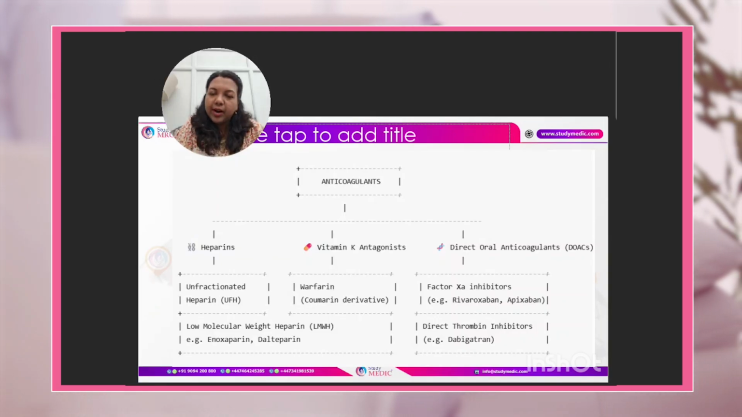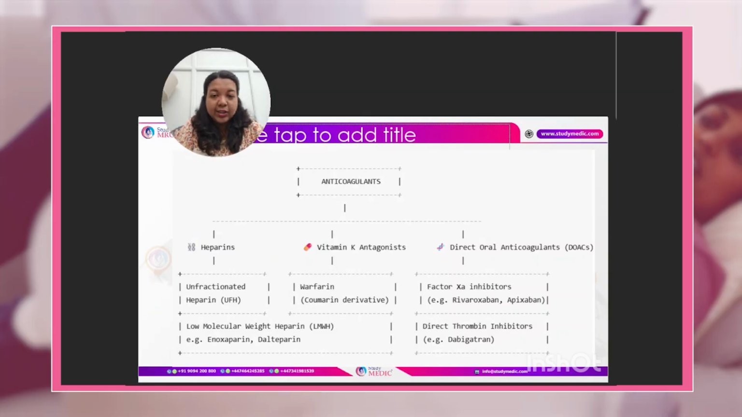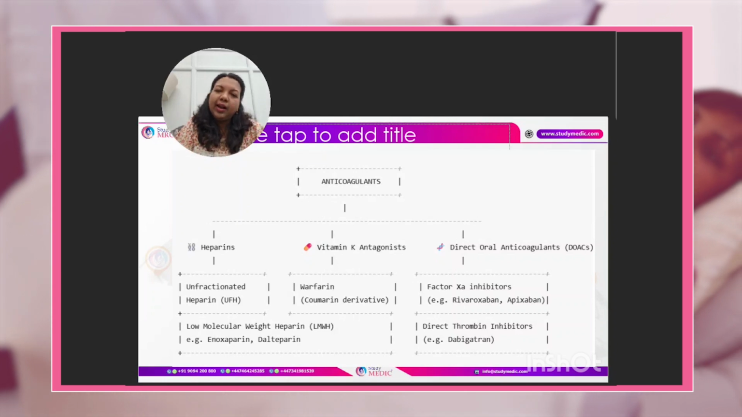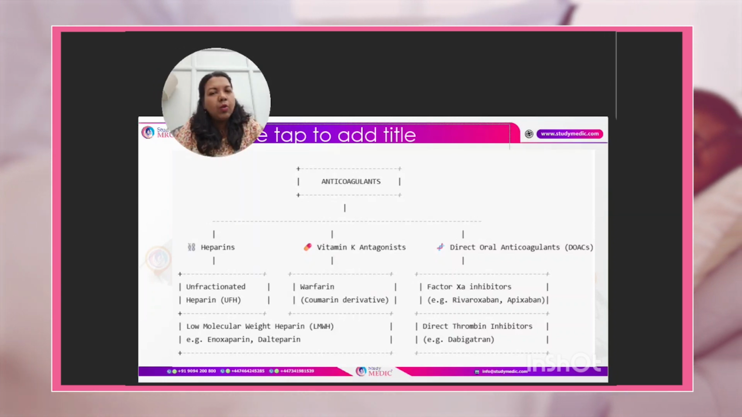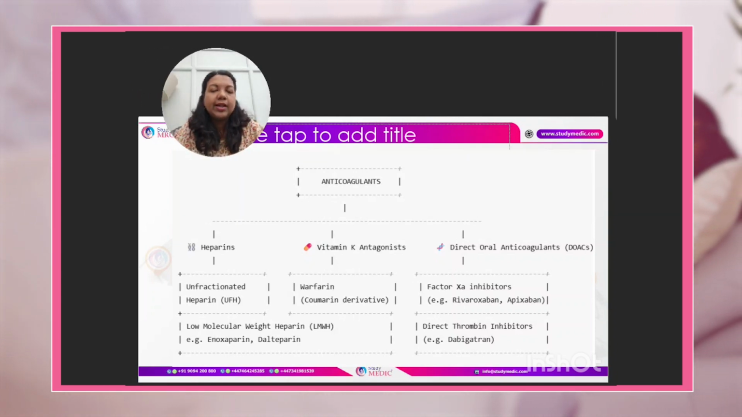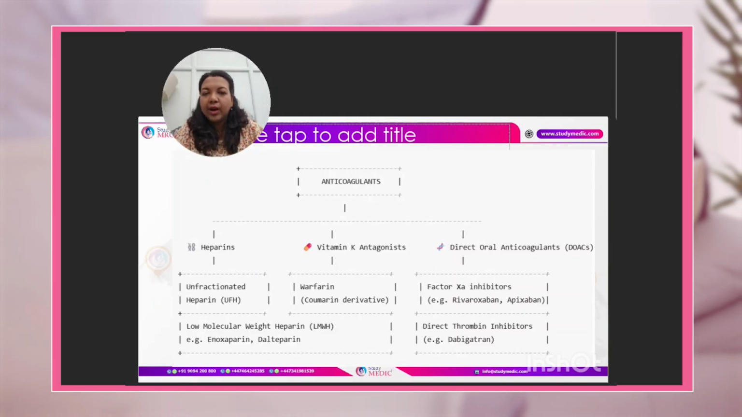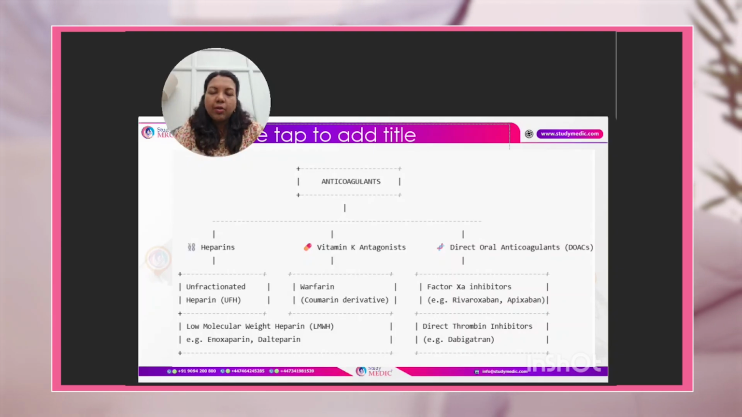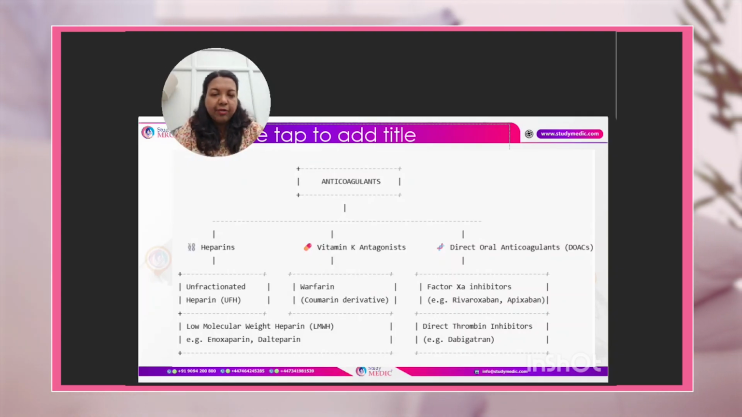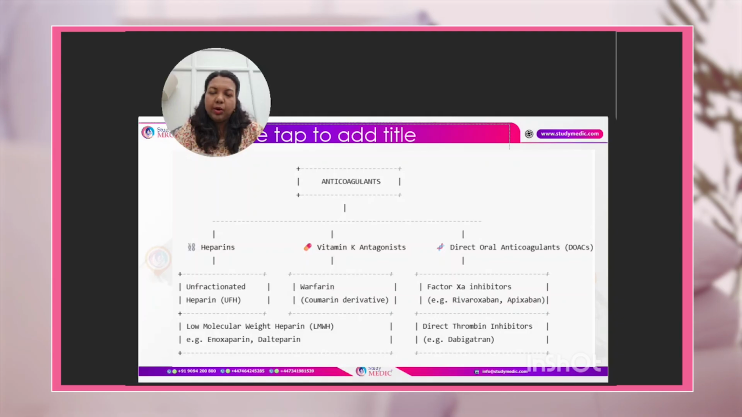The last group of drugs for today's discussion is the anticoagulant drugs. The anticoagulants can be the heparin group of drugs, warfarin, which are coumarin derivatives and vitamin K antagonists, as well as direct oral anticoagulants. The heparin group of drugs includes both unfractionated heparin as well as low molecular weight heparin.